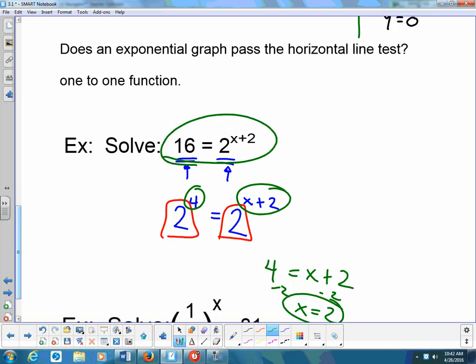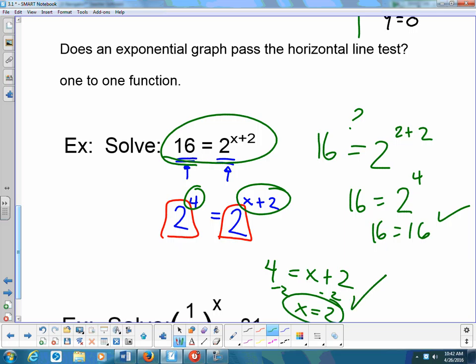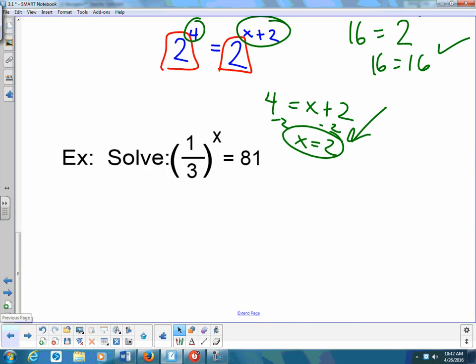And if you want to test it, plug in 2. Is 16 really equal to 2 raised to the 2 plus 2? Like 16 equals 2 to the 4th? Sure, that works. So we like x equals 2 as a solution to this equation. All right, what if we try this one?